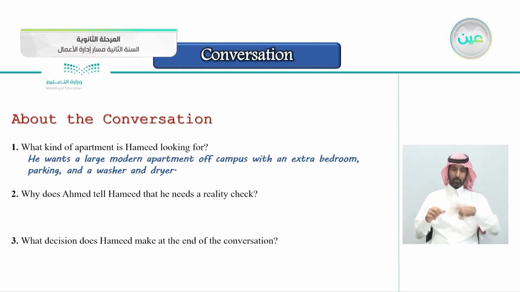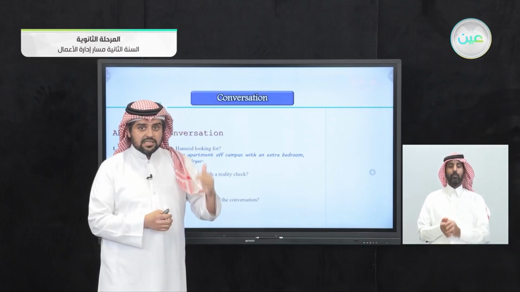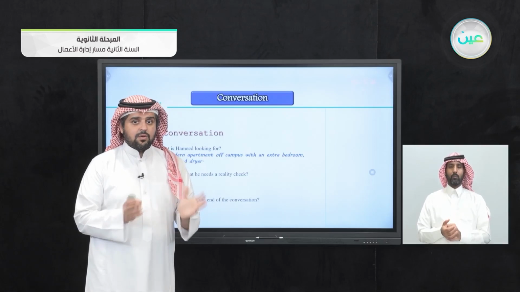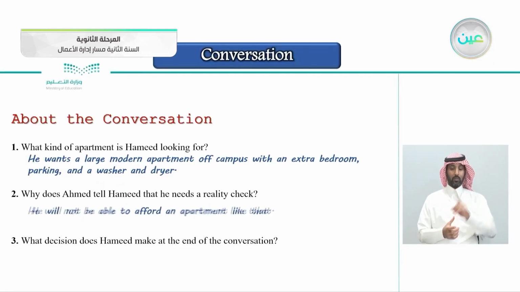Number 2, why does Ahmed tell Hamid that he needs a reality check? Why did he do that? So let's check the correct answer here.